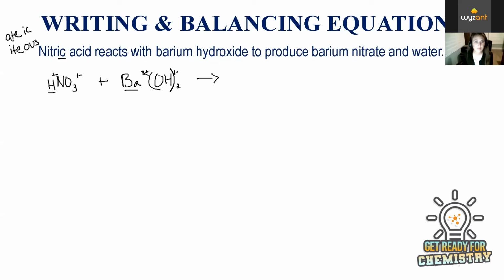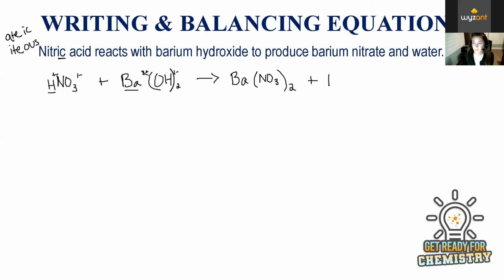So the barium goes with nitrate. So Ba, now remember nitrate is a -1 and barium is +2. So I automatically did that with my charges. I just pulled the 2 down. So Ba(NO3)2 and then water.